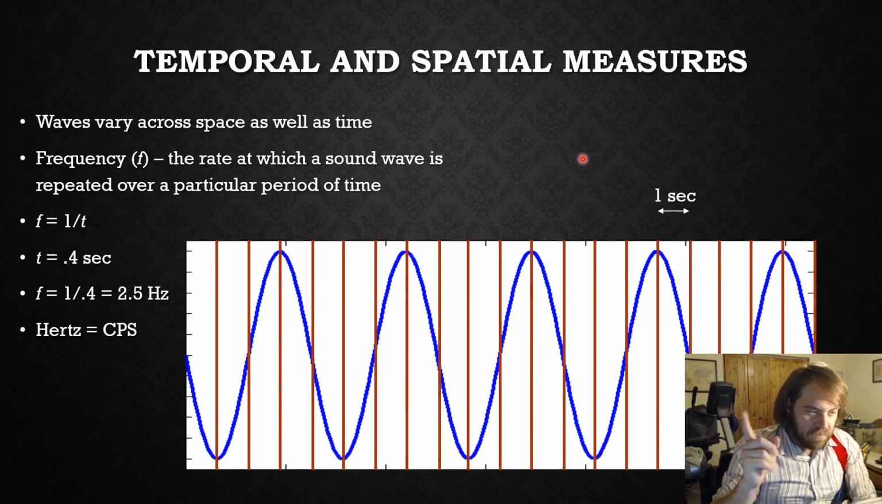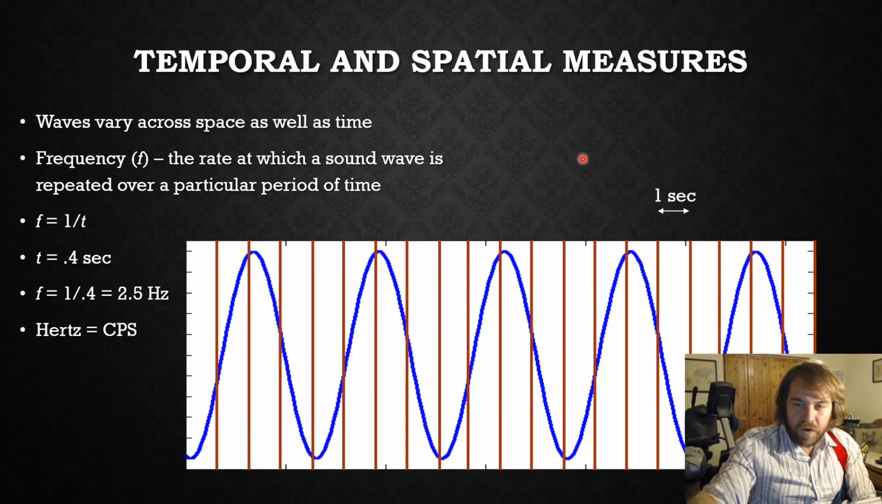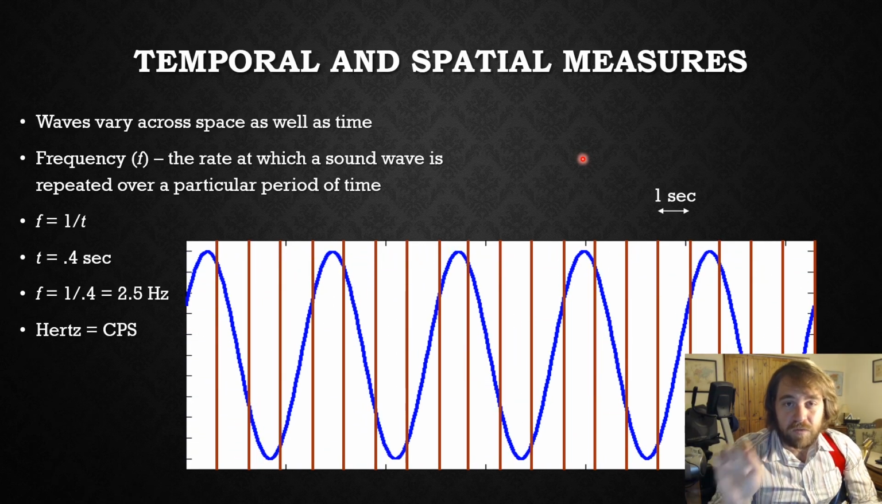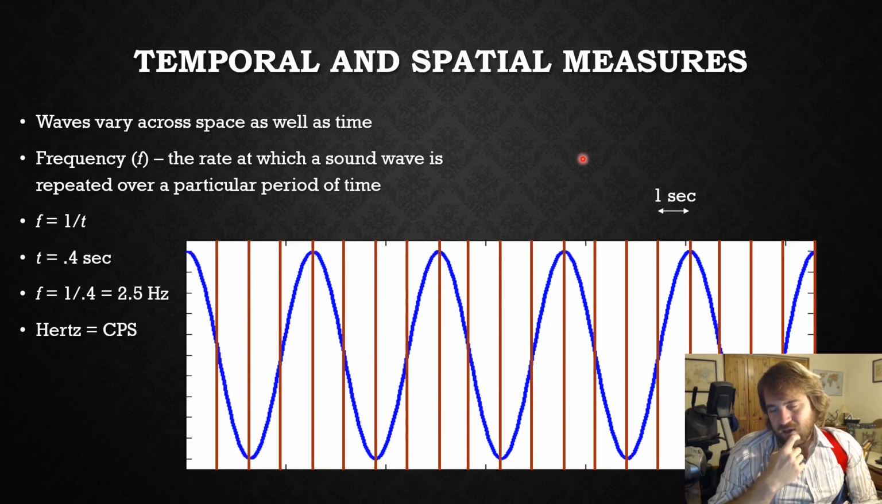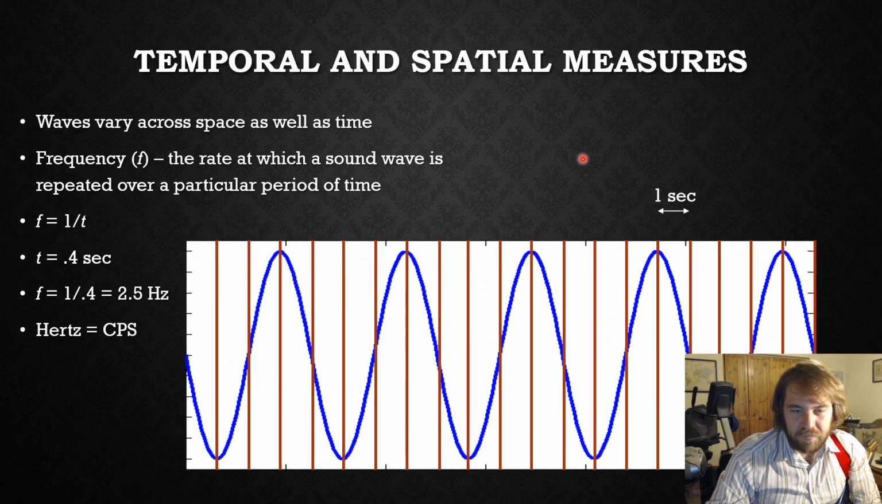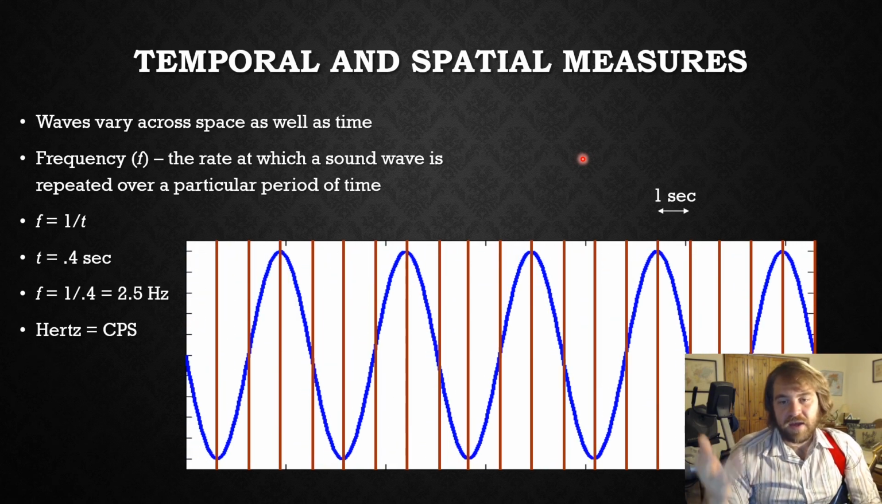One other thing I want to mention, it says 1 second is the time between each of these little bands. It should actually say 0.1 second, and you'll see why in a second. So alright, how much time does it take for one cycle to pass?